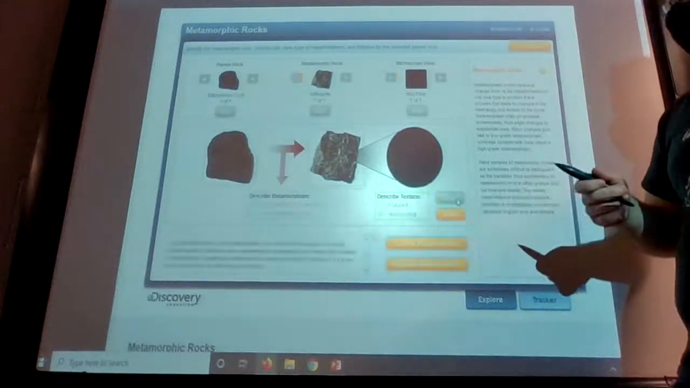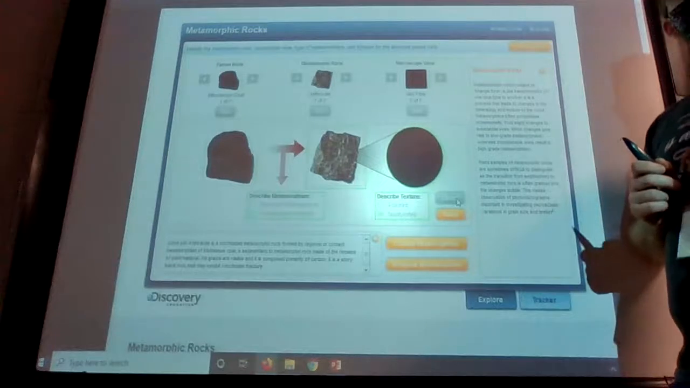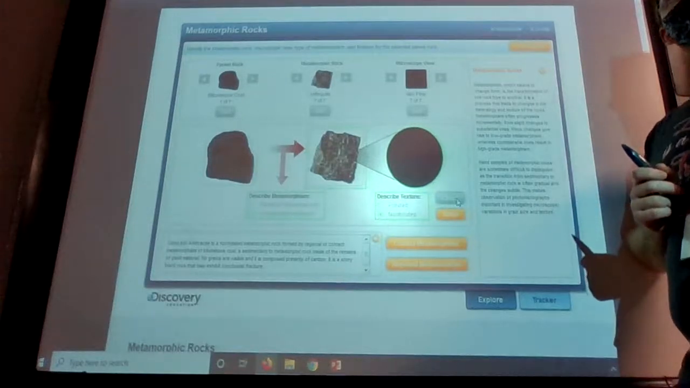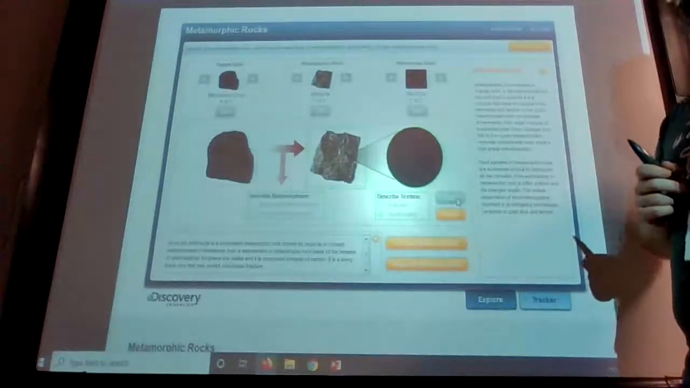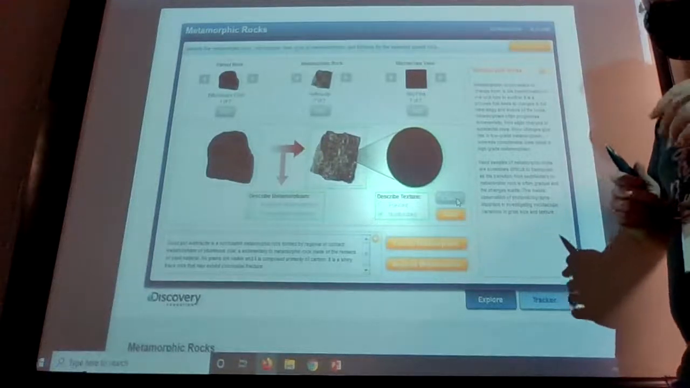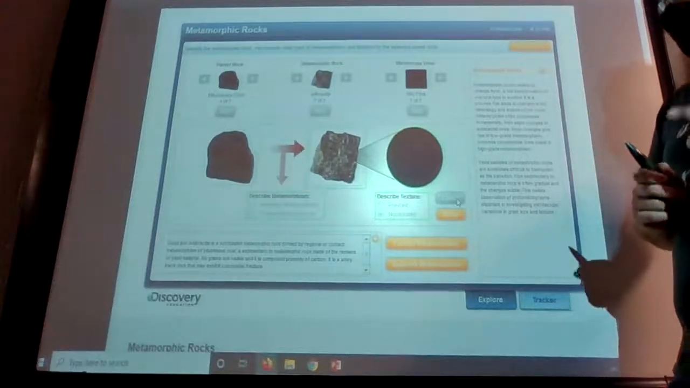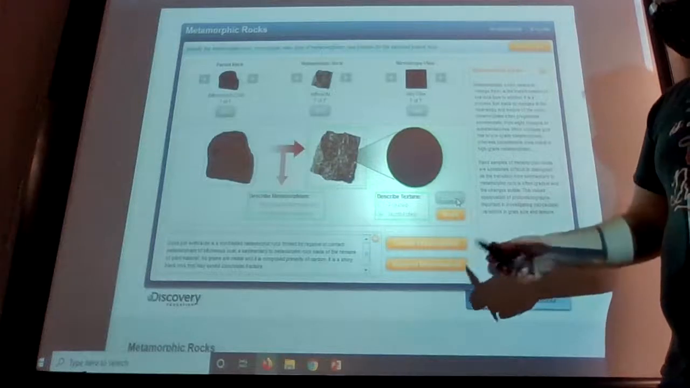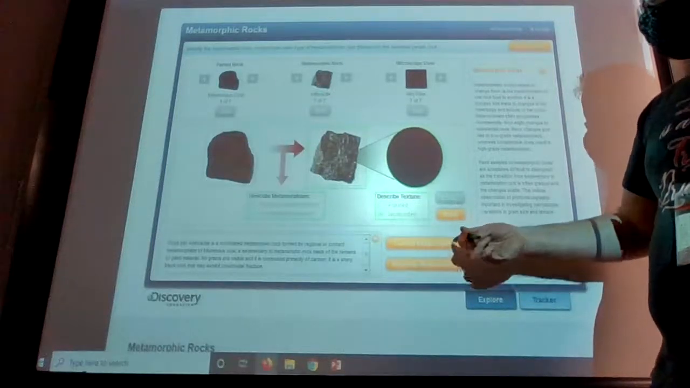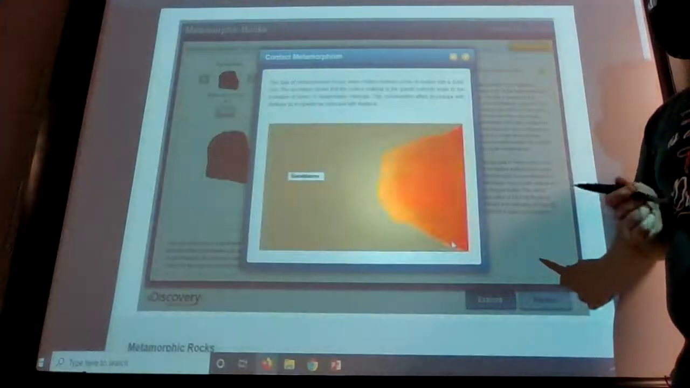All right. Nice. I like how y'all are all yelling at me like you know it, but you really just tried to answer early. Yeah, I know what y'all doing. It's okay. I appreciate the help, though. So we got that one. What? Contact metamorphism, regional metamorphism. I don't know what they want me to do.